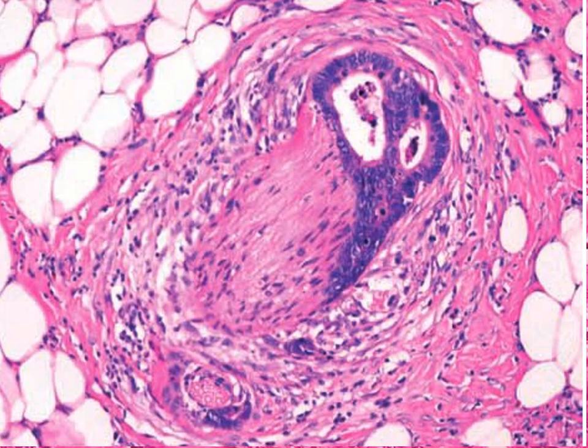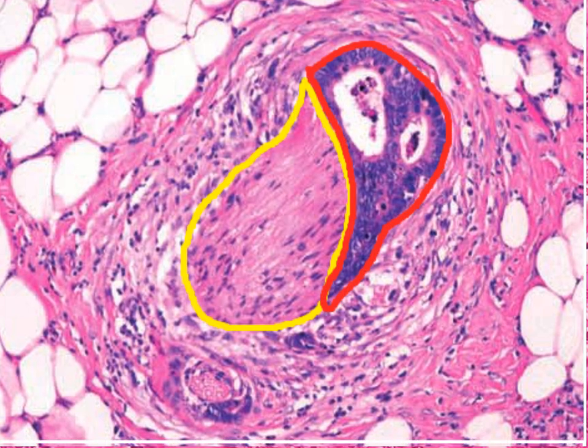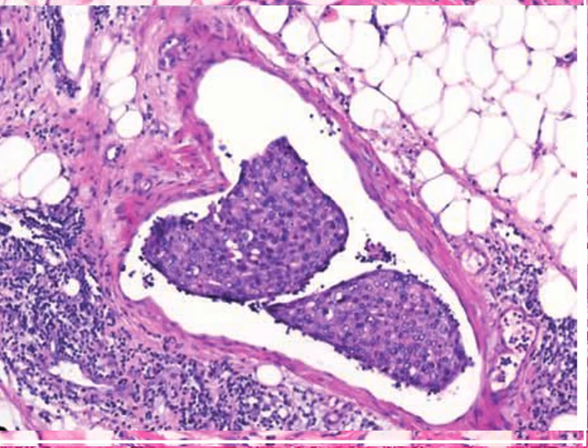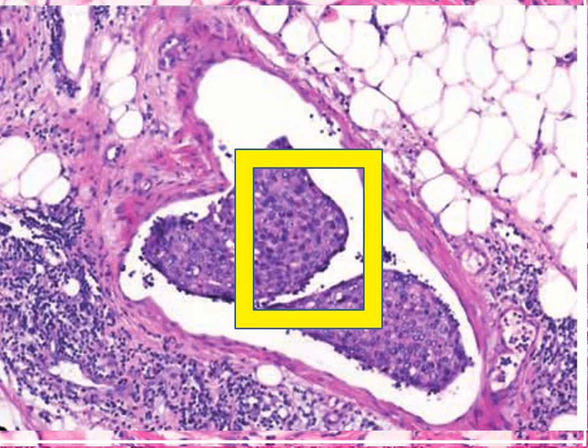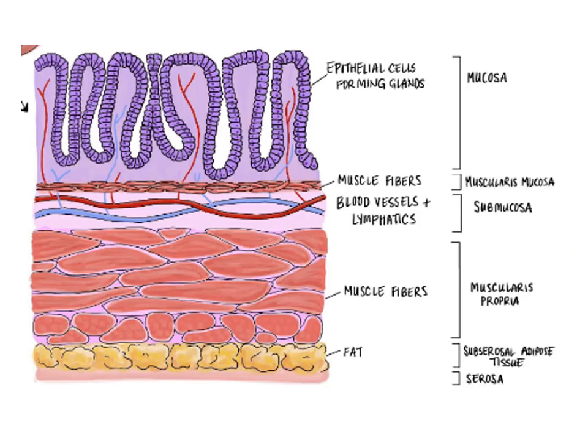Here you can appreciate the perineural invasion. Here is the nerve in yellow, and around it the tumor is in red outline. Here you can appreciate the vascular invasion. There is a vessel which contains a thrombus of tumor cells.